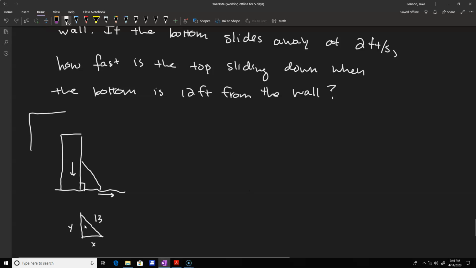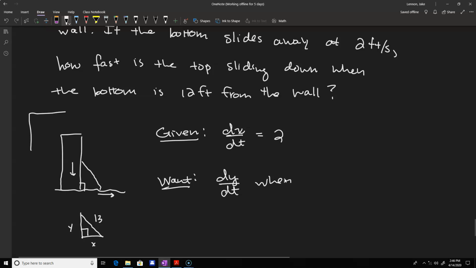So what is going on here? They tell us what is happening. The bottom is sliding away. So we're given the fact that dx/dt is equal to 2. And what we want to find out is how fast the top is sliding down. So we want to know dy/dt the moment that the bottom is 12 feet from the wall. So when x equals 12.